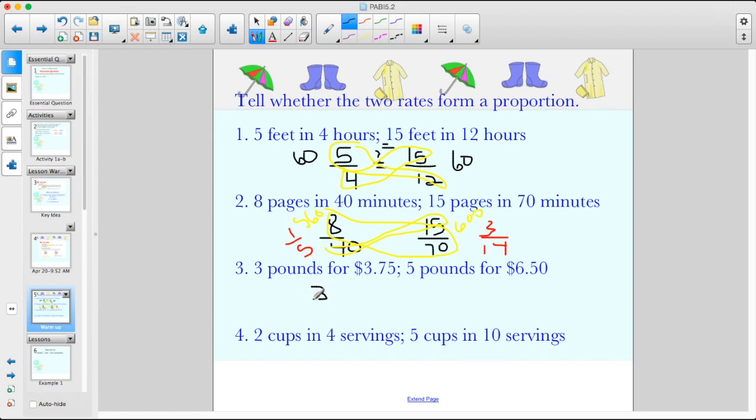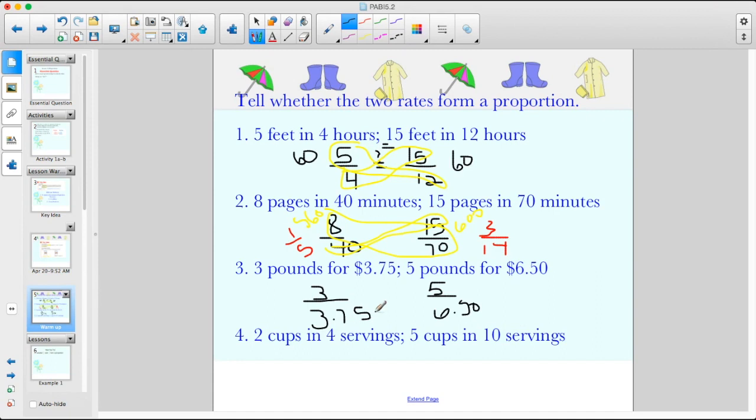3 pounds for $3.75, compared to 5 pounds for $6.50. Again, we can probably just reduce these by dividing and finding unit rate. So if we divide 3 by 3 and 375 by 3, that's going to give us 1 over $1.25. Same thing with the other one. If we divide the top and bottom by 5, we're going to get 1 over $1.30. So you can use that method of unit rate, which would also be somewhat simplifying fractions.